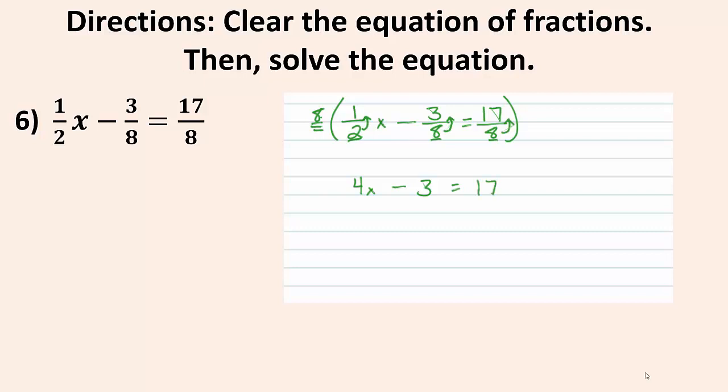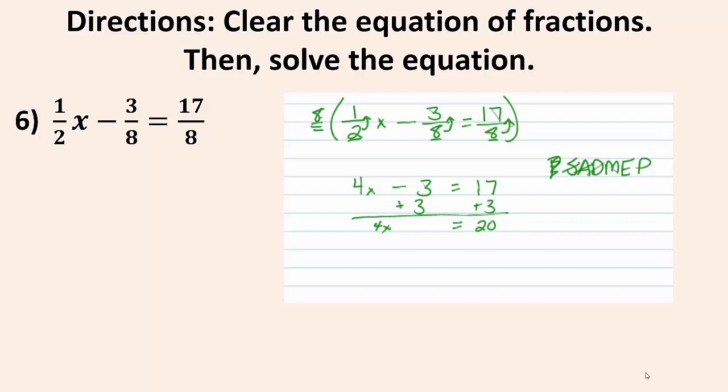So we have a two-step equation. 4x minus 3 is equal to 17, where we'll now start to use, not PEMDAS, SADMAP. So we're looking for subtraction. Yes, I have subtraction that needs to be undone, so I'm going to add 3 to both sides.